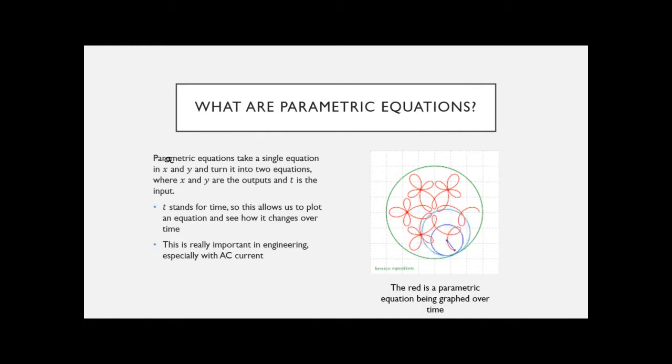Parametric equations are actually used a lot in engineering and AC current, because when you're in alternating current, the current does change over time. It's not static like it is in DC. So there are a lot of equations in engineering dealing with that kind of stuff, where you're looking at how the current changes over time. And so you are looking at parametric equations, or you'll be given equations and you'll have to make them parametric.